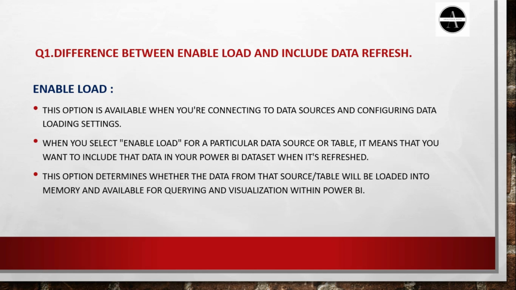So the sample answer should be: in Power BI, enable load and include in report refresh are both options related to data refresh. Enable load is available when you are connecting to data sources and configuring data loading settings. When you select enable load for a particular data source or table, it means that you want to include that data in your Power BI dataset when it is refreshed. This option determines whether the data from that source or table will be loaded into memory and available for querying and visualization within Power BI.